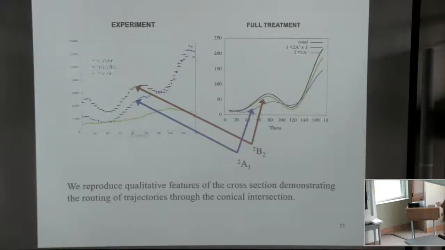Okay, so when we compare this to experiment, we do indeed get qualitative agreement, drawing your attention to this middle peak right here. If the dynamics stays on the B2 surface, we see that peak. This is the B2 data. We see that peak at an angle short of 90 degrees. Whereas those on the A1 state, arguably you could say that peak has shifted further in the backwards direction, in both theory and experiment. So this does demonstrate the routing of trajectories through that conical intersection.